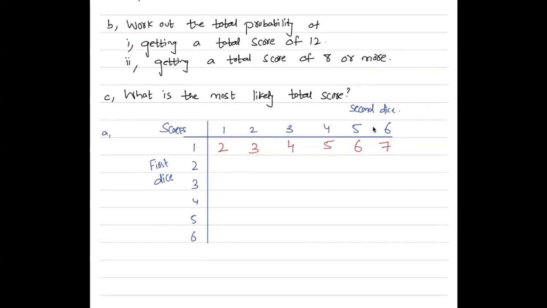Similarly, you're going to be adding for every row. So if you have 2 on the first die and 1 on the second die, your score is going to be 3. If you have 2 on the first die and 2 on the second die, your score is going to be 4. If you have 2 on the first and 3 on the second, your score is going to be 5. Okay. Similarly, you're going to add them up. So you can fill in this possibility diagram.